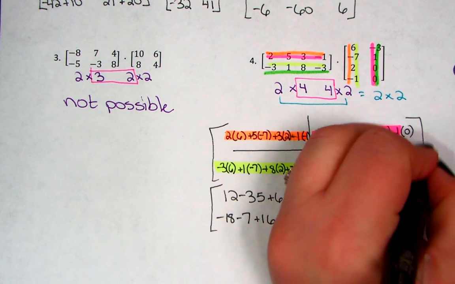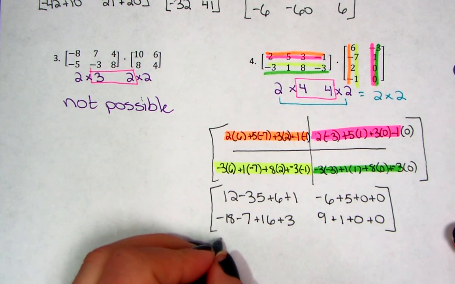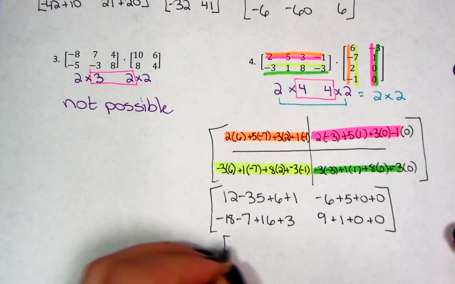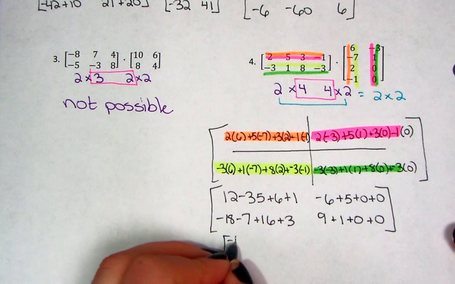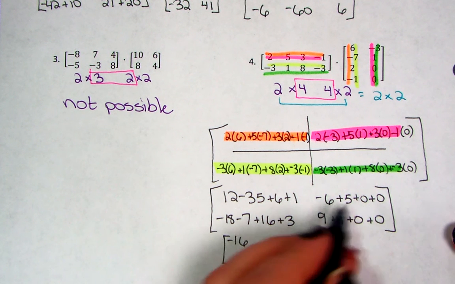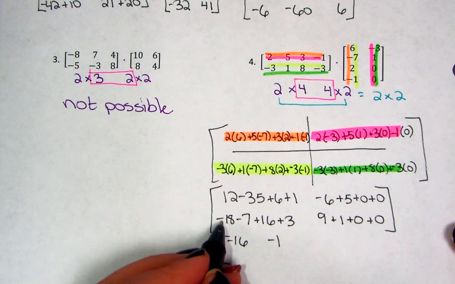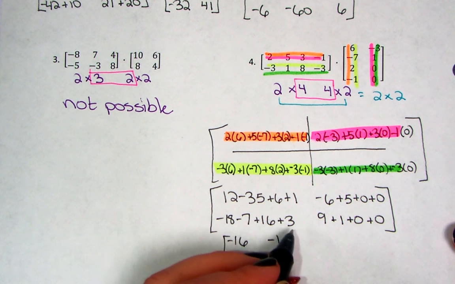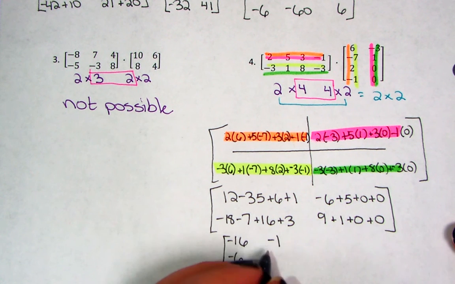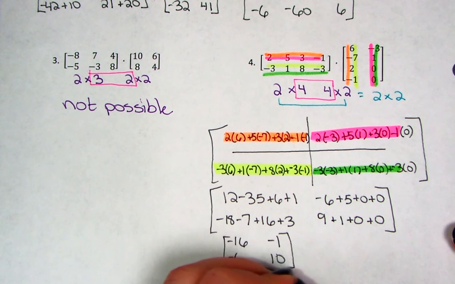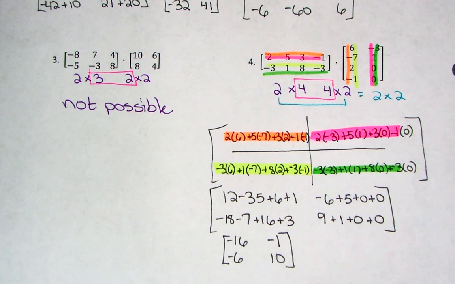Our brackets are what make them matrices. And our final answer would be 12 plus negative 35 plus 6 plus 1 is negative 16. Negative 6 plus 5 is negative 1. Negative 18 minus 7 plus 16 plus 3, negative 6. And then finally, 9 plus 1 is 10. And like I said before, I really encourage you to always check your answers with your calculators because it's so easy to make simple computation errors, and I'd hate for that to impact what you're able to show me in your understanding.